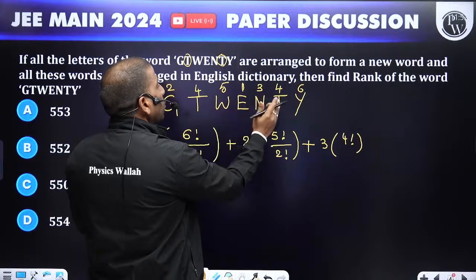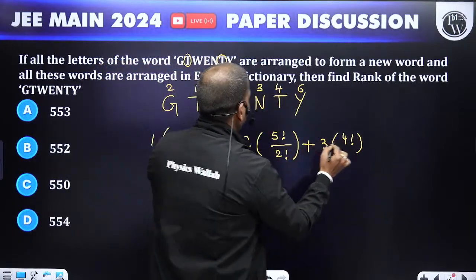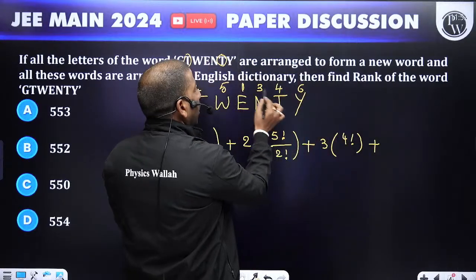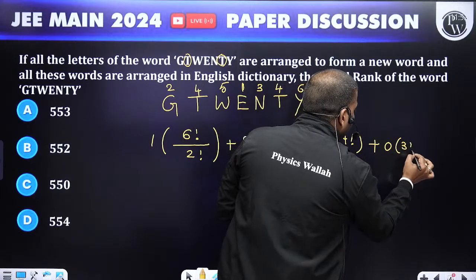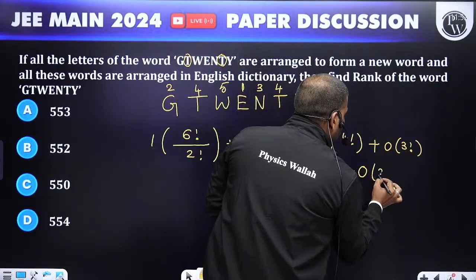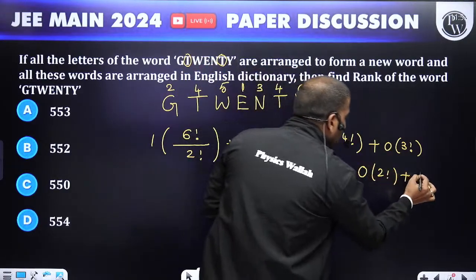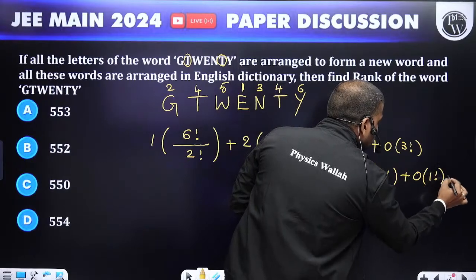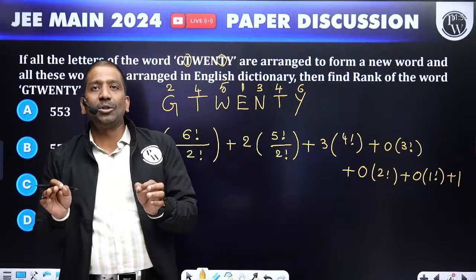But T is only one time. Already T is counted once. So now no, by 2 factorial. Next, after 1, no number is less than 1, so 0, 0, 3 factorial. Next, after 3, no number less than 0, 2 factorial. After 4 also, no number less than 4, 0 times 1 factorial. So finally we will write 1. So this is the simplest method.